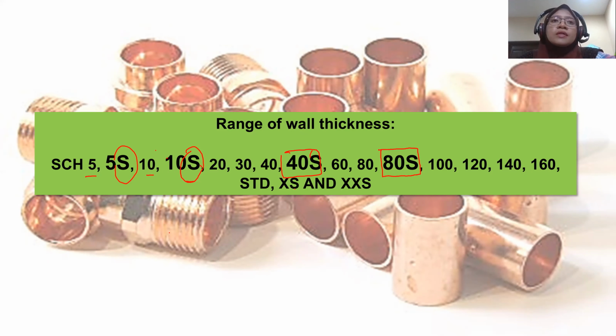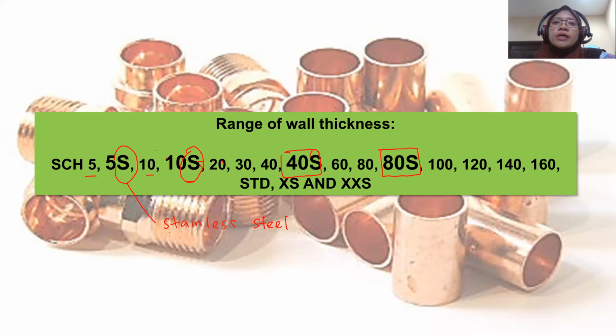Why do we have a letter S here? The letter S is for stainless steel. This is because stainless steel pipe has less risk of failure due to its non-corrosive property and can be used with thinner wall thickness. I would like to show this in the next slide.